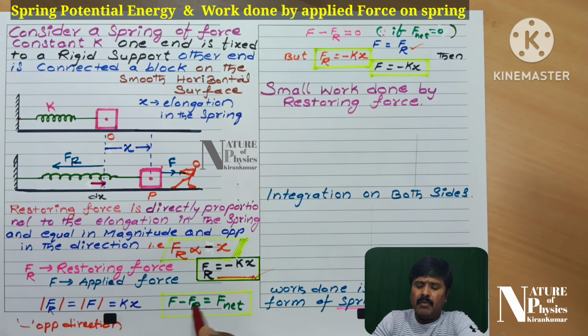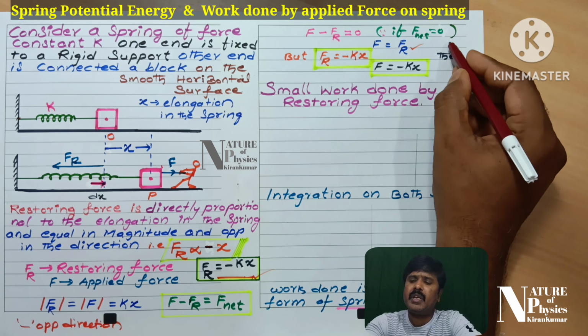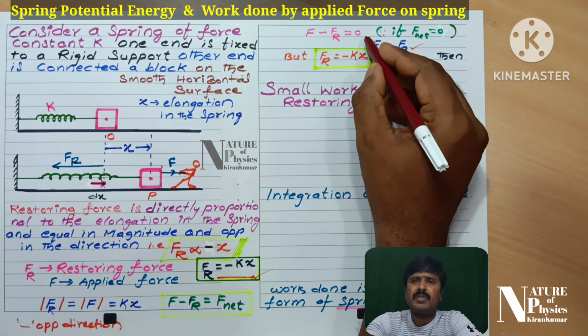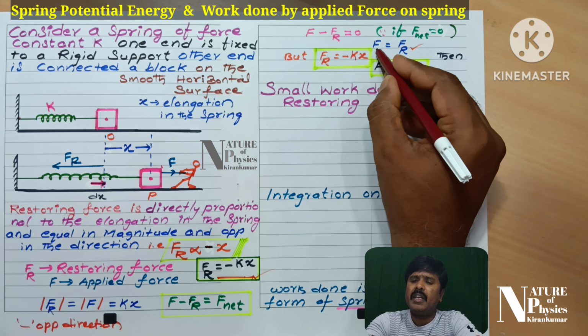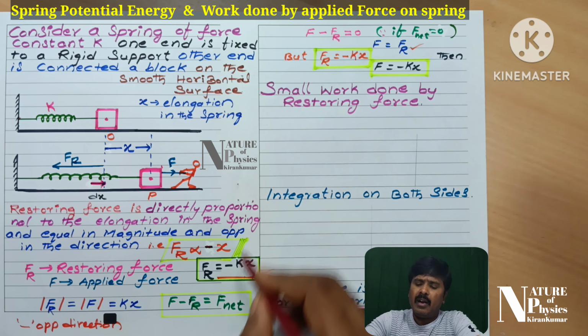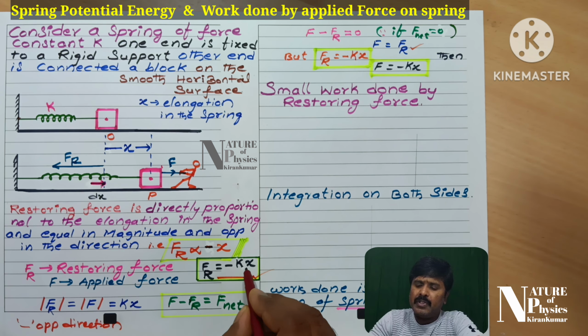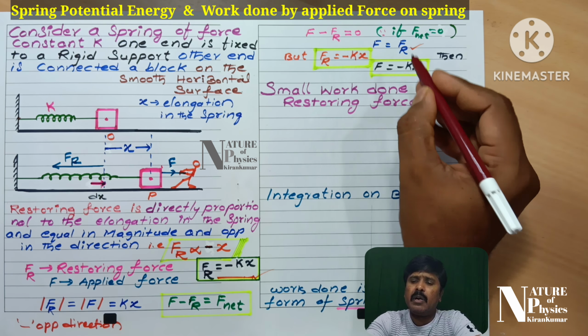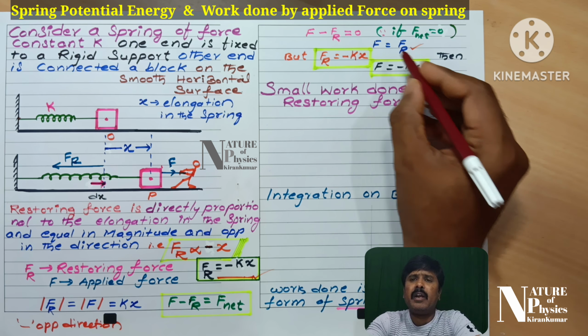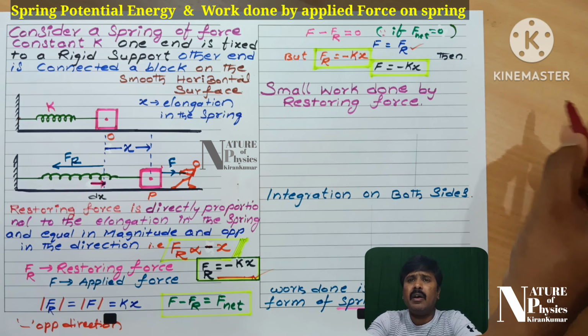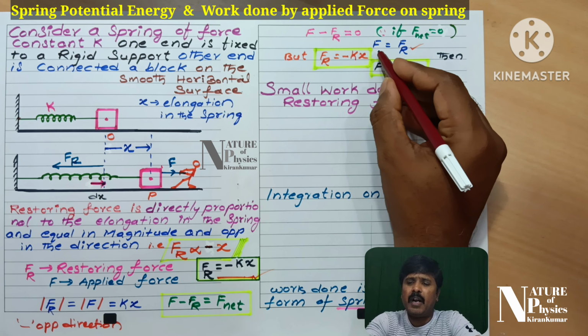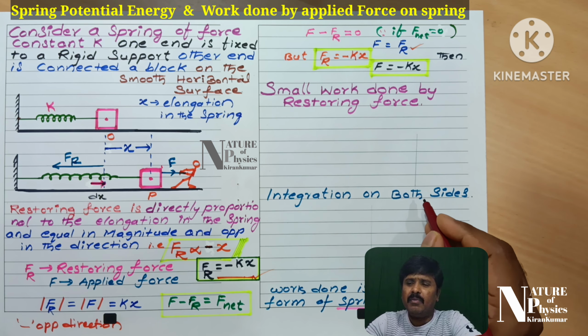The applied force F and the restoring force Fr are in opposite directions, so the net force is F minus Fr, equal to F net. If the net force is equal to 0, then F minus Fr is equal to 0, so F is equal to Fr. Already we got Fr is equal to minus Kx, so F also is minus Kx, because F is equal to Fr. So the applied force is equal to the restoring force.